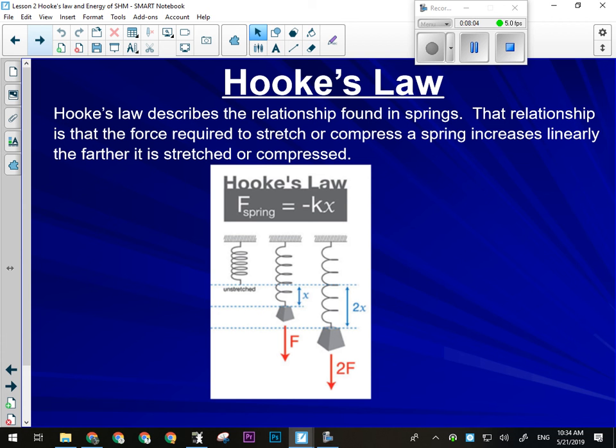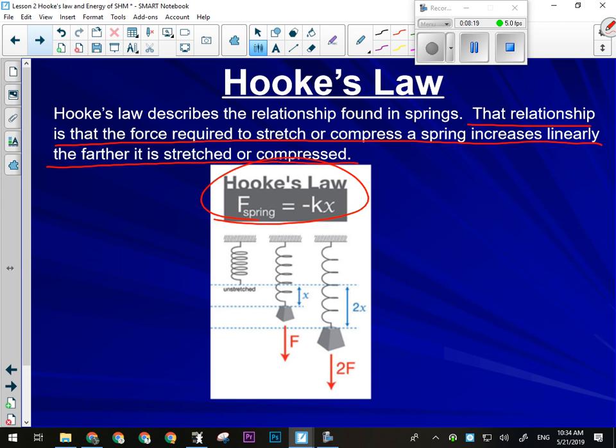All right, so Hooke's law describes the relationship found in springs. That relationship is that the force required to stretch or compress a spring increases linearly the further it is stretched or compressed. So that's Hooke's law in words. Hooke's law algebraically: restoring force is negative k times x. Super easy formula to use.